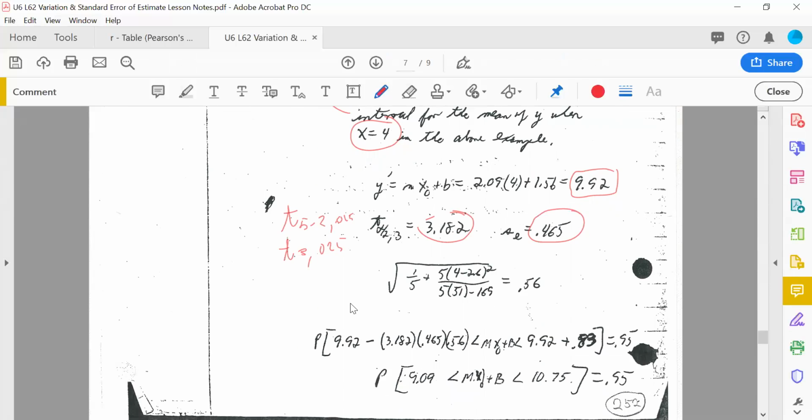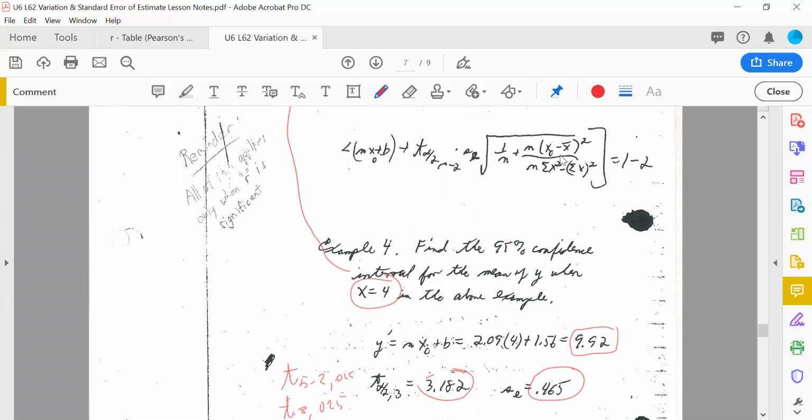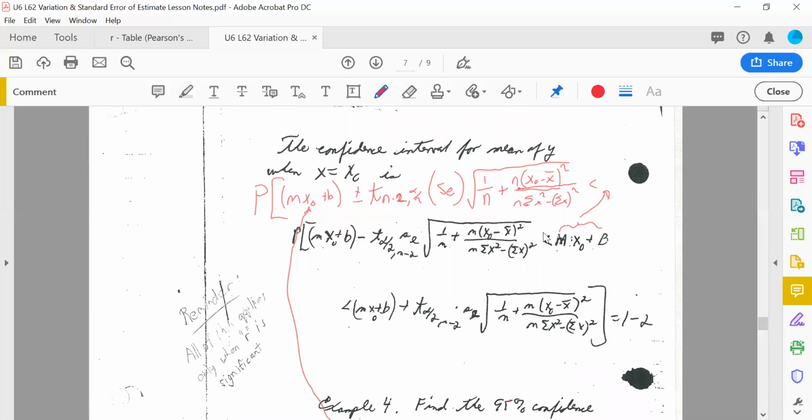And last but not least, how do you find all this stuff right here? Okay, all this stuff can be found, wait for it, doing stat, then calc, then 1-var stats. And if you want me to prove it to you, let me prove it to you. First off, n is 5, so 5, 5, 5. That's done right there. So it's x sub 0 minus x bar. So we need to know x bar, we need to know the sum of the x squares, and we need to know the sum of the x's.